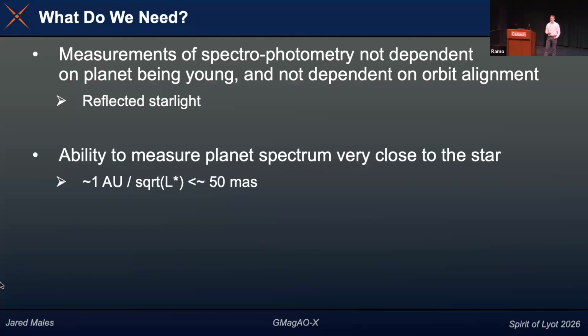But to be able to do this, we have to build an instrument that is not dependent on the age of the planet and not dependent on orbital alignment. And we have to get very close to the star. Astrophysically, that means 50 milliarcseconds or closer is where this starts to get interesting. And this is all pushing us towards working in reflected light.